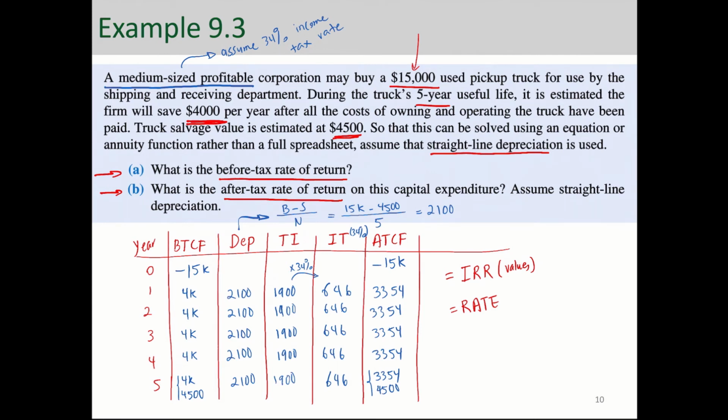Or a more difficult way of calculating the rate of return is using the rate function. And the rate function will need some more information. One of them is the number of periods, and the number of periods here is 5. And then you need to pass in the PMT, and that is a uniform return that you're receiving every year, and that is 3,354 for the after-tax cash flow. For before-tax cash flow it is 4,000. You need to pass in the present value. Present value in both cases is negative 15,000. And the last thing is you need to pass in the future value, and future value in both cases is $4,500.